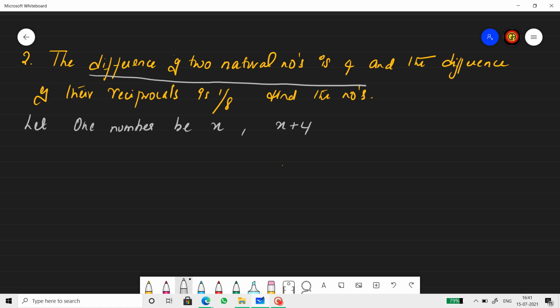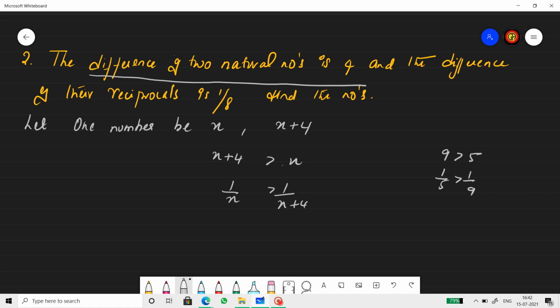So x plus 4 is greater than x because x and x plus 4 are both natural numbers. If you add 4 to x, obviously the x plus 4 number is greater than x. But when you do 1 by, it's actually 1 by x that is greater than 1 by x plus 4. In simple terms, let's take 9 greater than 5, but 1 by 5 is greater than 1 by 9.